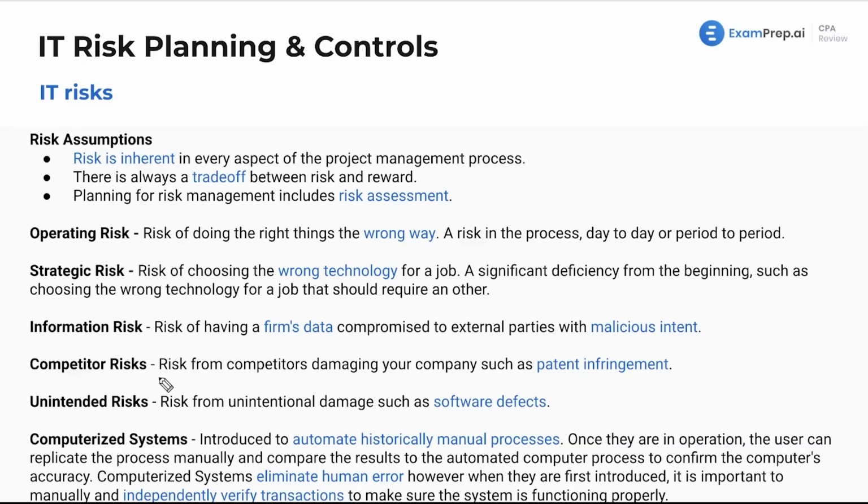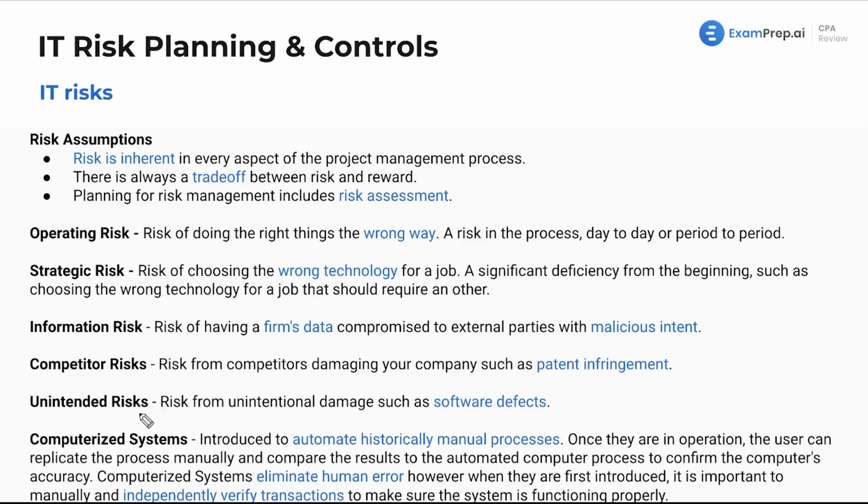Competitor risks. This is the risk from competitors damaging your company, such as patent infringement. If your competitor just sees, oh, that's a nice website you got there, I'm going to copy it, or oh, that's a great software you've got, I'm going to completely copy it and just roll with it. That's not good. That's a risk that the competitor will essentially steal your value, make money off of it, and steal market share away from you.